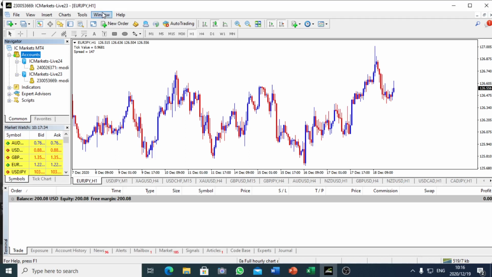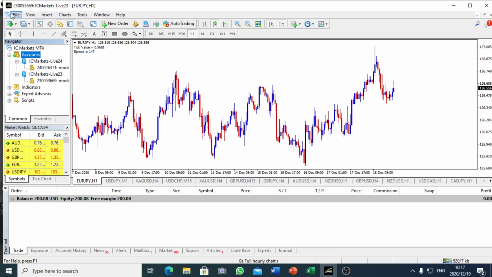We talked about this area, account details. This is your account number, this is the broker, this is your server, this is your pair and the time frame. There's nothing much that we can talk about here. Let's move on. Then we talk about the menu area.